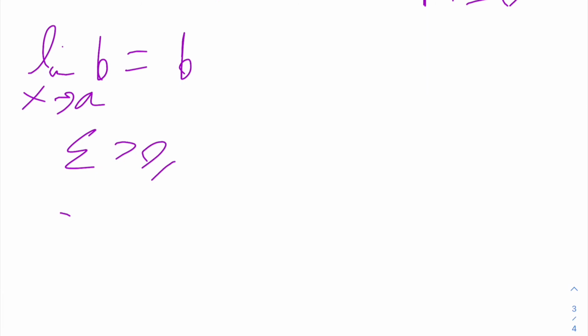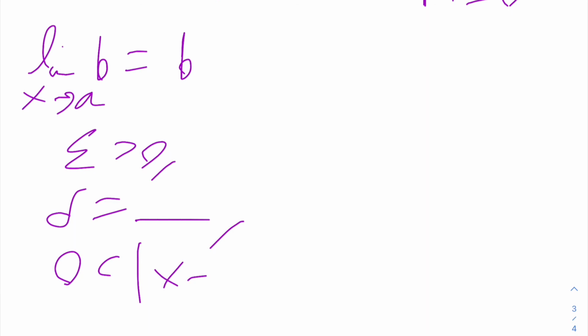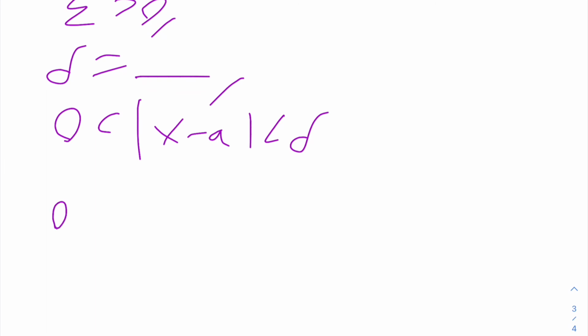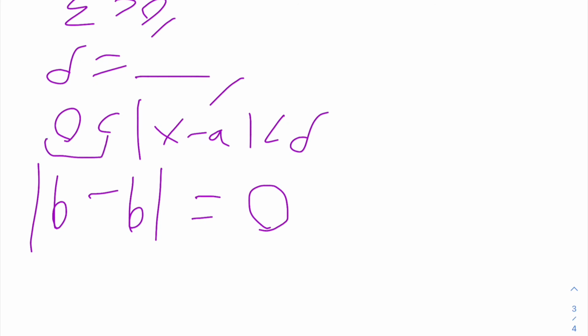So let me just write out our givens. Epsilon greater than 0, delta is going to equal something, and the distance between x and a is less than delta and greater than 0. So the function is b, and we propose that the limit is equal to b. And then this is equal to 0, right? So we have 0 is less than the distance is less than delta. So 0 is less than delta.